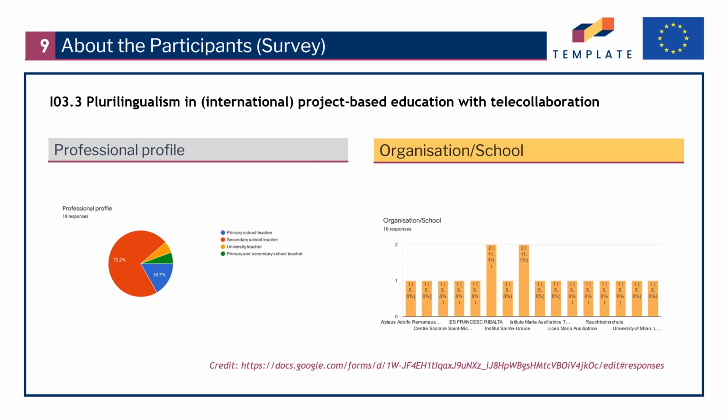Prior to the training, the teachers were asked to complete a survey on Google Forms. This survey included questions about their professional profile, the organization and school they worked for, as well as their expectations regarding the training. As you can see from this pie chart, the majority of the teachers work in the secondary education sector, whereas some work at primary and university level.